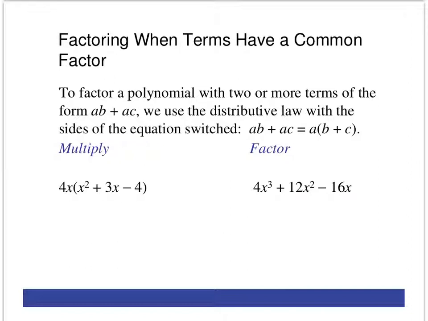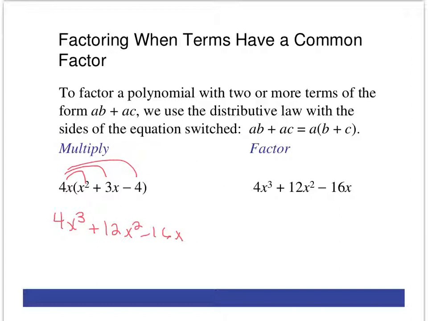So let's think about it. First we're going to multiply and do the distributive property. That means you have to multiply everything through. So when you do, you wind up with 4x cubed plus 12x squared minus 16x.